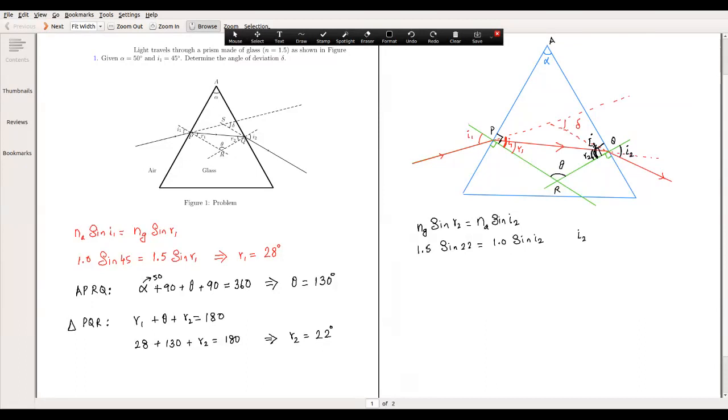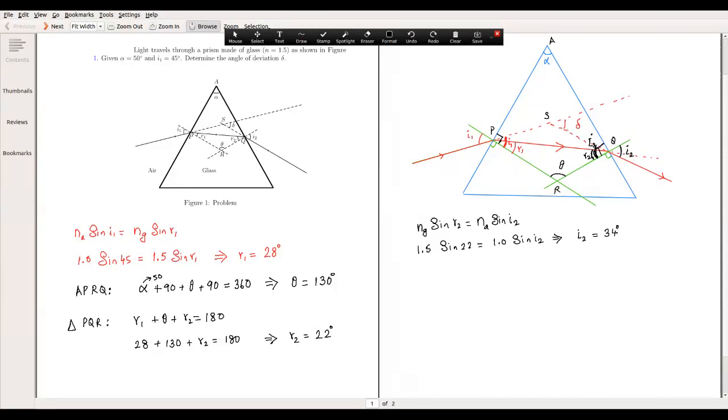So I2 is equal to sine inverse of sine of 22 into 1.5. Now that's 34.2, so it's 34 degrees. So I2 comes out to be 34 degrees. That's great. So now we have I2 in here, so we have all the information in the quadrilateral.